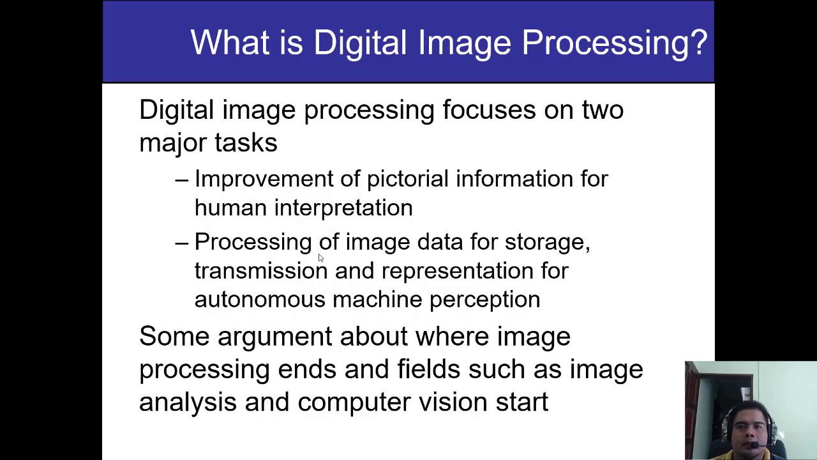So, what is digital image processing? The purpose of this course is that digital image processing itself is focused on two major tasks. The first one is to improve the pictorial information, that is, improvement of pictorial information for human interpretation. And the second one is processing of image data for storage, transmission, and representation for autonomous machine perception. Okay, so these are the two main purposes of learning image processing.